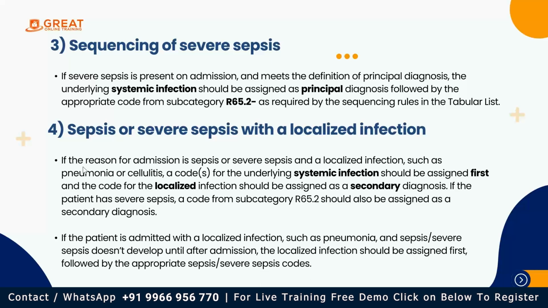In the first paragraph, reason for admission is sepsis or severe sepsis infection. In that case, we have to code systemic infection as a principal diagnosis and localized infection as a secondary. And if severe sepsis is there, the secondary diagnosis will be severe sepsis and then we have to code localizing. But primary code will be same for sepsis.